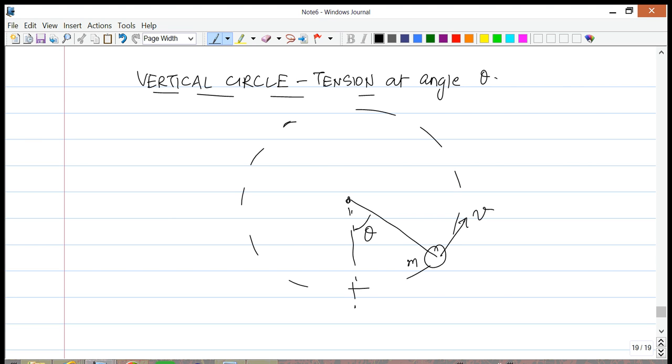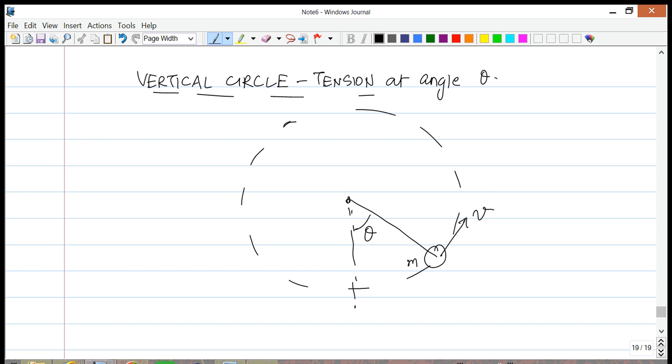Okay, now in the previous two videos we basically focused on non-uniform motion. We looked at the vertical case, and we only focused on two points, the bottom and the top, and at both these points the only acceleration that we had to deal with was the centripetal acceleration. But what happens at any other point? What if the string is making an angle theta with the vertical?